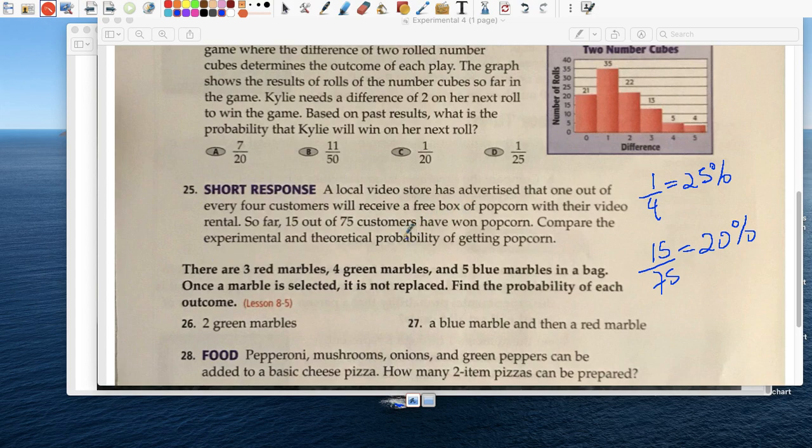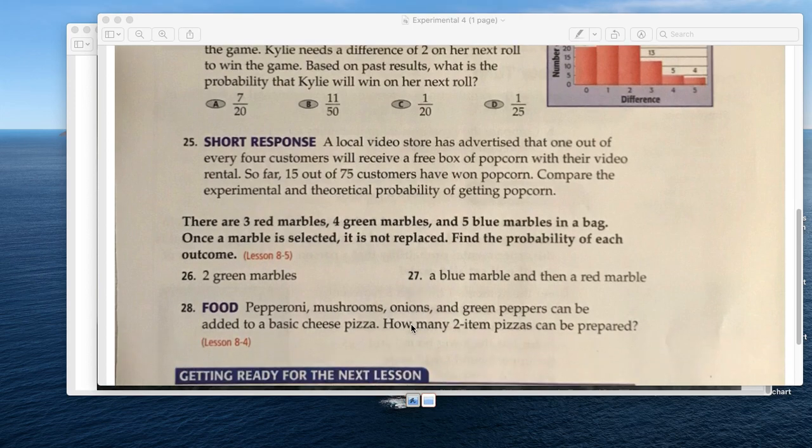Comparing experimental and theoretical probability of getting popcorn, well, so far the number of customers that have won is a little bit lower than what the local video store has advertised. Okay, so only 20% of their customers have been winning, as opposed to what they had said, that 1/4 of their customers will be winning. Okay, video rental. My God, they're so lucky.